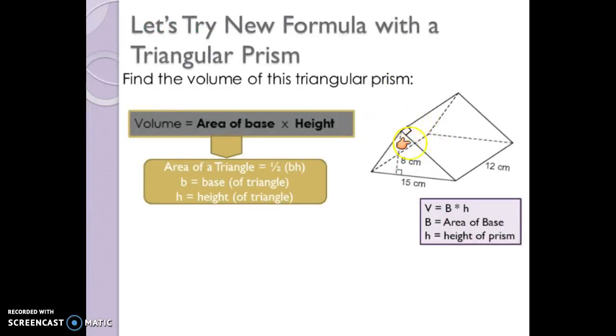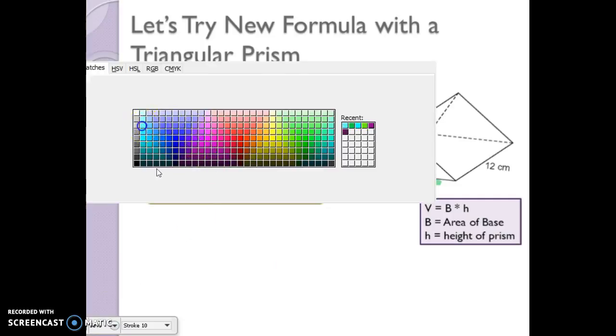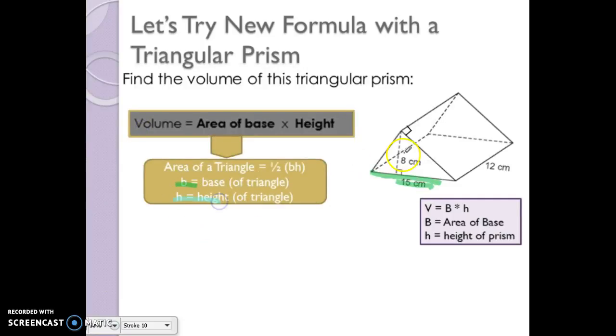Okay, so here we have a triangular prism. So the area of the base is going to be different because the base is not a rectangle, it's a triangle. And so the area of a triangle is 1/2 base times height. So in this, our base of the triangle is the B here, is 15. And the height of the triangle is 8 centimeters. So first, we're just finding the area of the base.